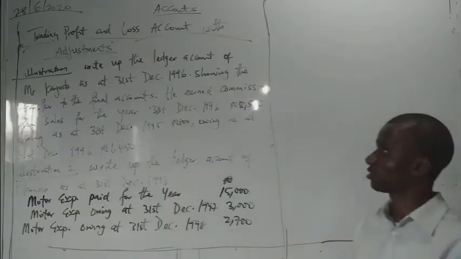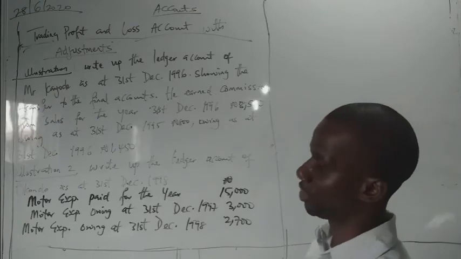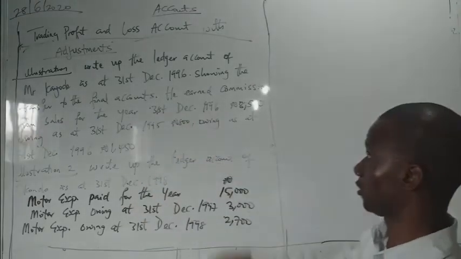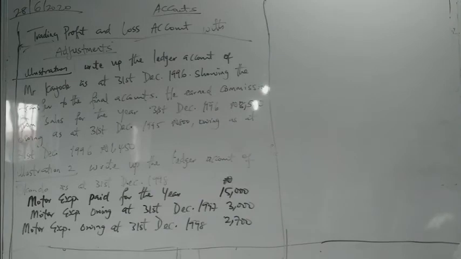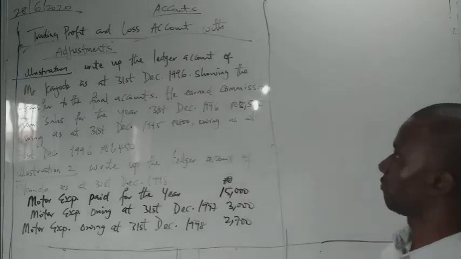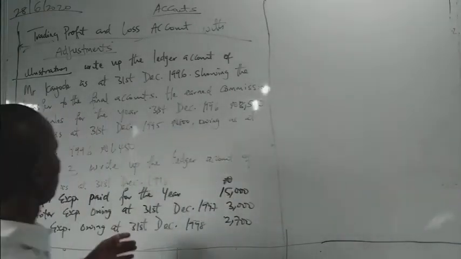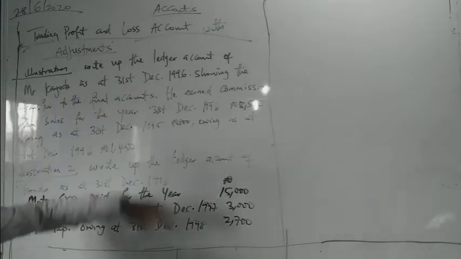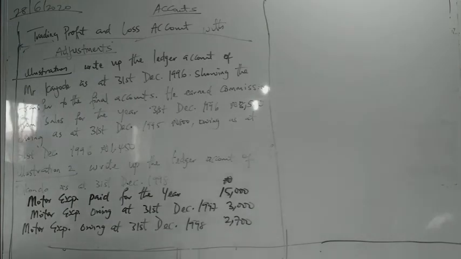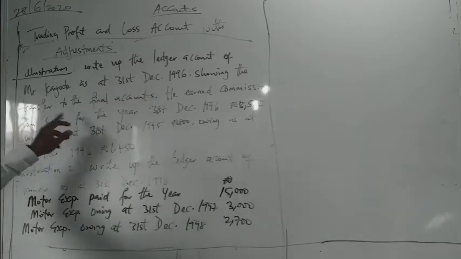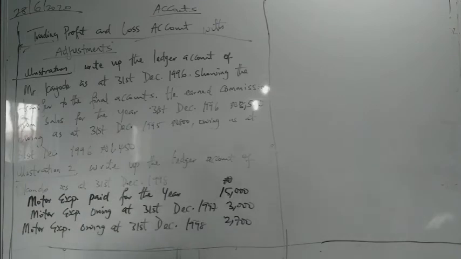Okay, now we're going to look at an illustration on adjustments involving the credit and profit and loss account. Let's look at the first one. Write off the ledger account of Mr. Kayode as at 31st December 1996, showing the transfer to the final account. He earned commission from sales for the year.